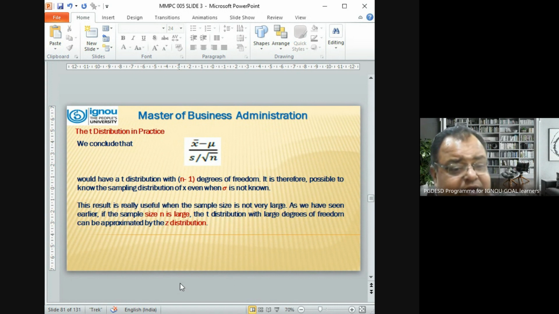This result is really useful when the sample size is not large. As we have seen earlier, if the sample size n is large, the T distribution with large degrees of freedom can be approximated by the Z distribution.